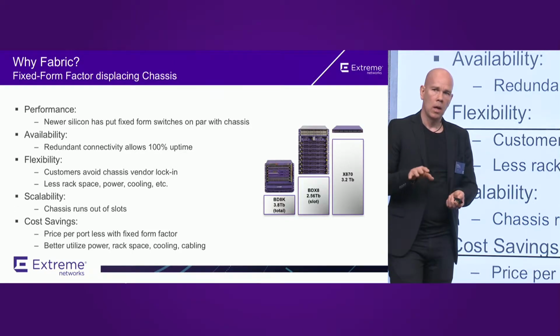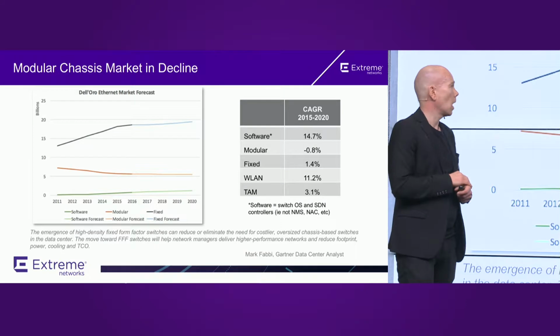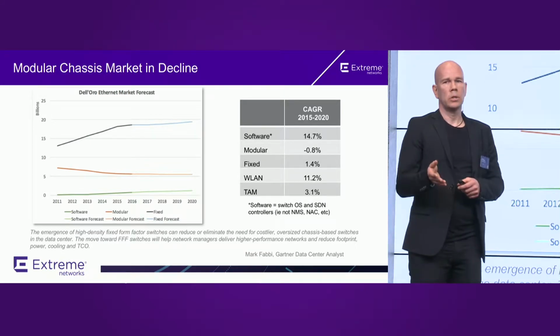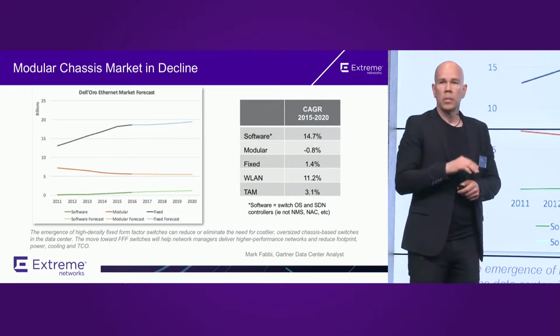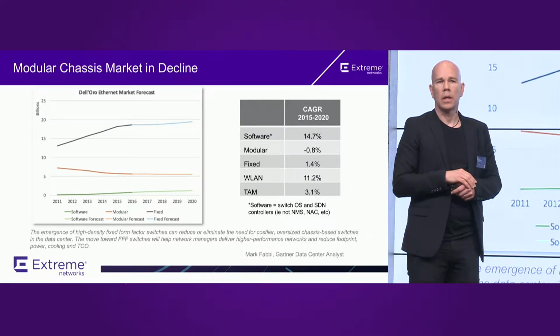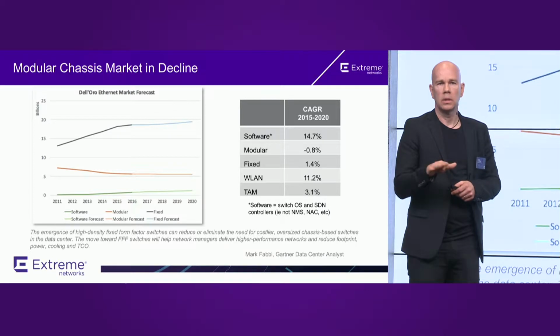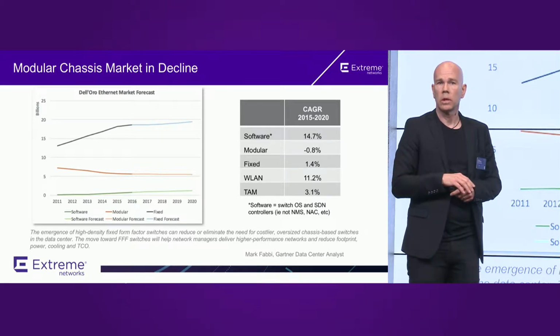Now, to back this up, here's a couple of interesting things. If you look at this slide, you can see that Dell'Oro's prediction is that, as you can see on the right-hand side, modular switch sales are declining, 0.8%, year after year, while the fixed form factor is actually increasing.